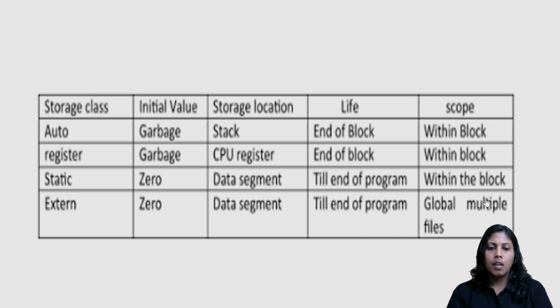For the extern storage class, the initial value will be 0. The storage means again it will be the data segment only. Life will be till the end of the program. Scope will be global, across multiple files. I showed you already that for one project we created three source files. It doesn't always have to be source files; there can be some header files. Multiple files will be there under a project, and we'll club them all together and create the executable for that.